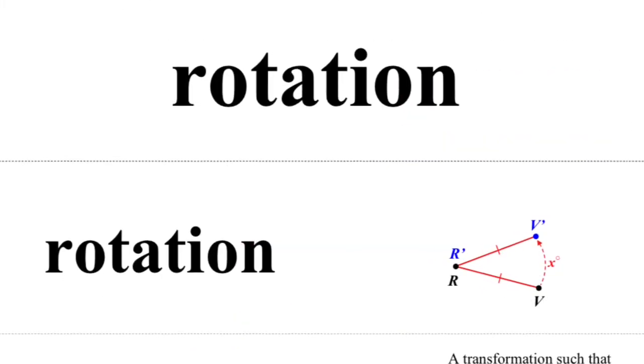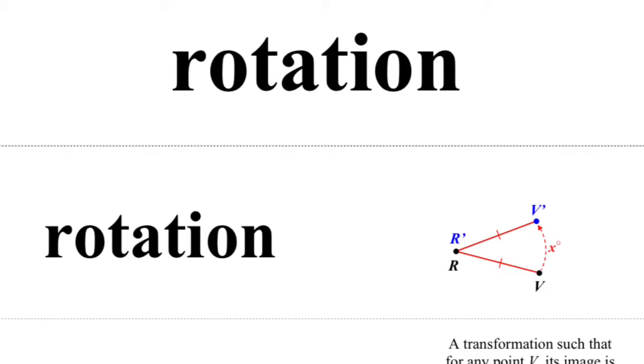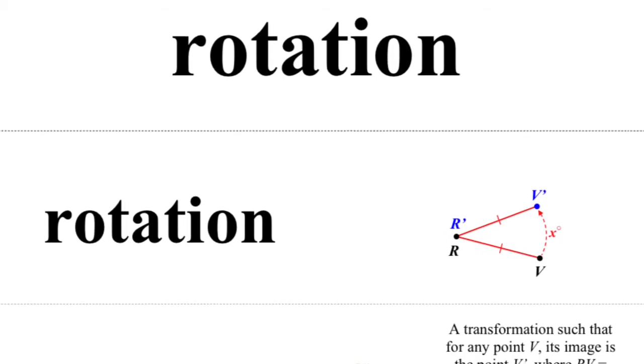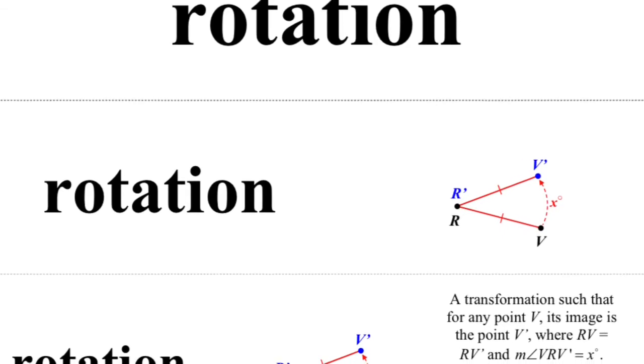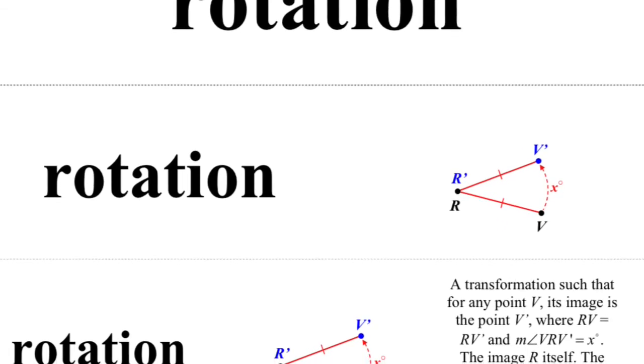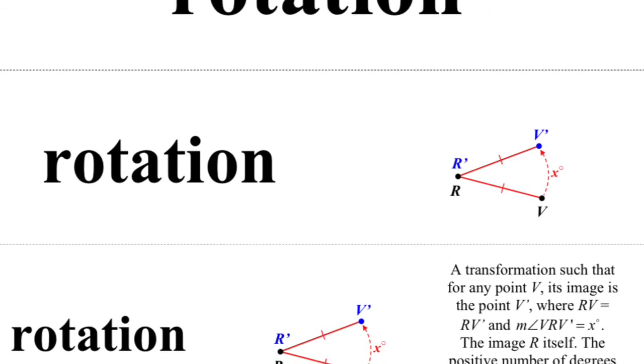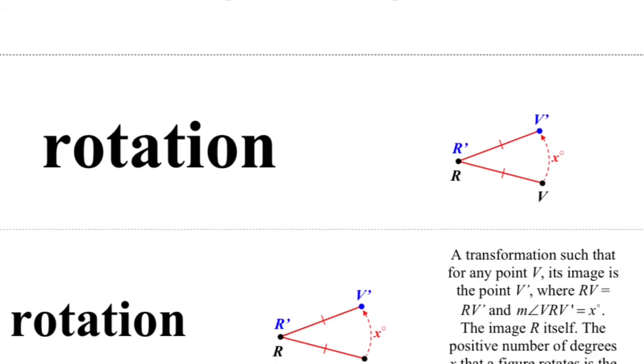A rotation, also known as an orientation, is when a shape is spun around a point. The shape doesn't change size, it doesn't get bigger or smaller, it just moves around using a specific angle called the angle of rotation.